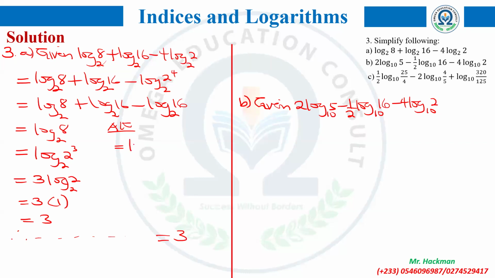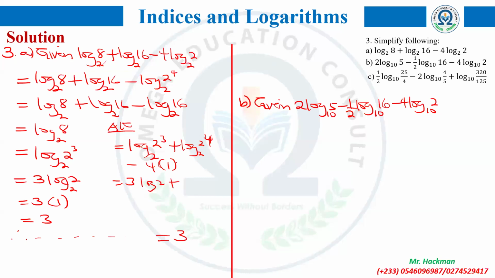So I will now write this as log to the base 2 of 2 cubed, plus log to the base 2 of 2 to the power 4, minus 4. I know that this will give me 1. Is that not it? So I can bring the power down, which gives me 3 log to the base 2 of 2.